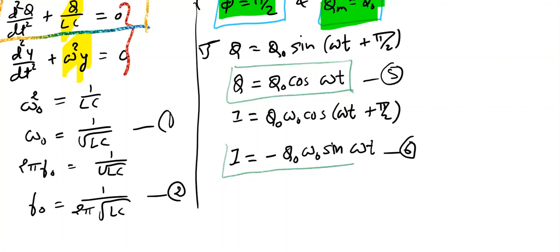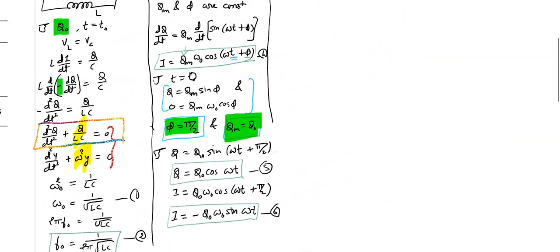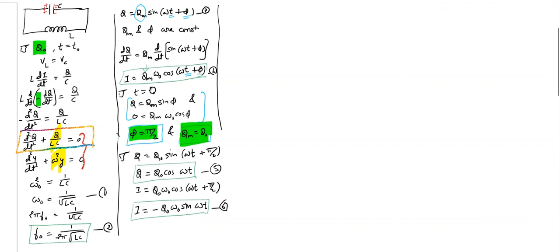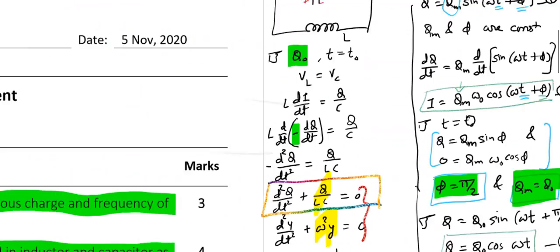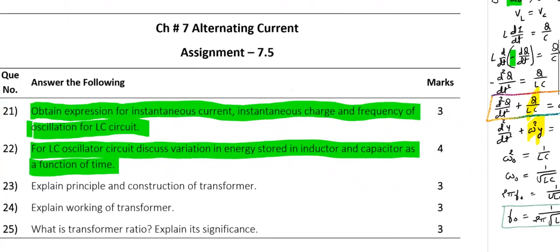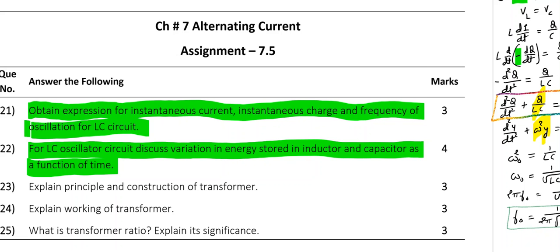So equation 5 and equation 6 are the equations of instantaneous charge and instantaneous current in case of LC oscillator circuit. And the second equation is the equation for frequency of oscillation of charge, that is, how fast this charge will oscillate between the inductor and capacitor. That we can determine by the second equation. So that is all about question 21. Look at the question: obtain the expression for instantaneous current, instantaneous charge and frequency of oscillation.